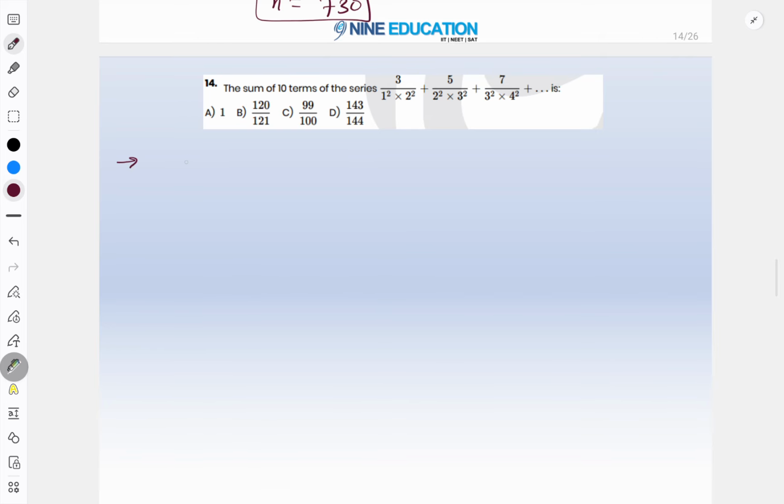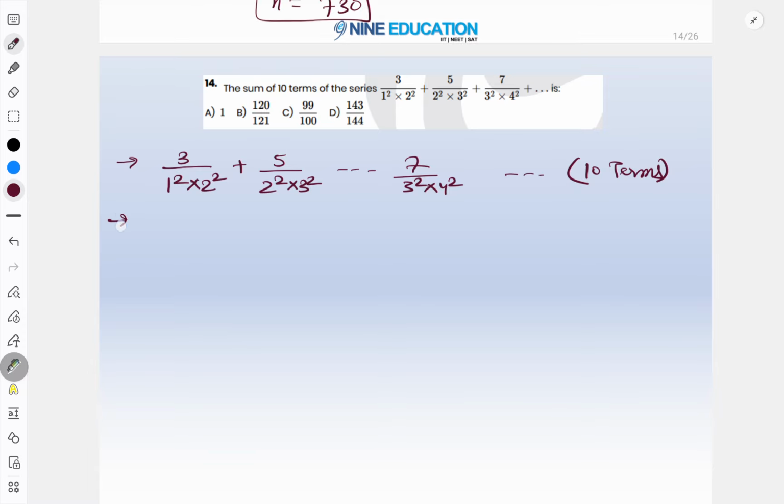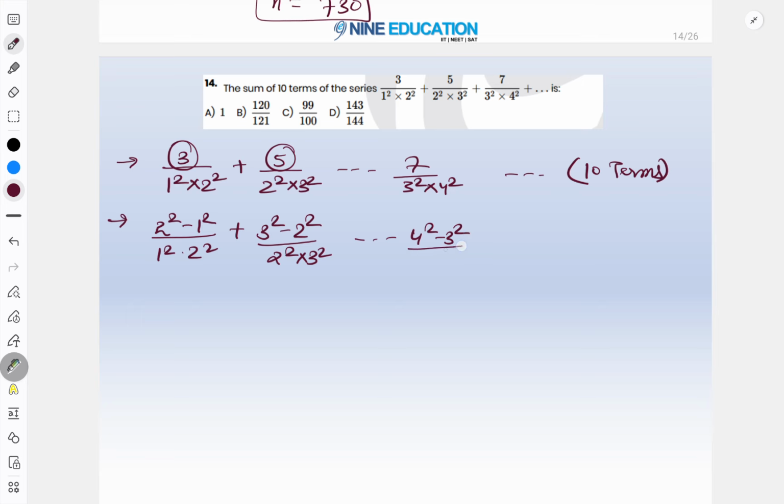Sum of the 10 terms of this series: 3/(1 squared into 2 squared) plus 5/(2 squared into 3 squared) plus 7/(3 squared into 4 squared), till 10 terms. This is basically a question from telescopic series. We can represent 3 as 2 squared minus 1 squared, with 1 squared into 2 squared as it is, 4 minus 1 is 3. We can represent 5 as 3 squared minus 2 squared, with 2 squared into 3 squared as it is, 9 minus 4 is 5. This is again 4 squared minus 3 squared over 3 squared into 4 squared, 16 minus 9 is again 7.